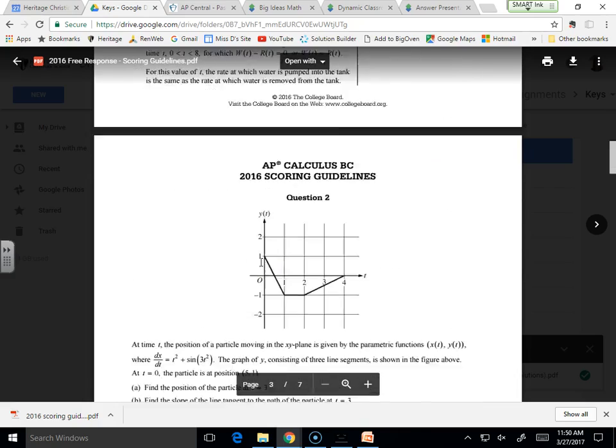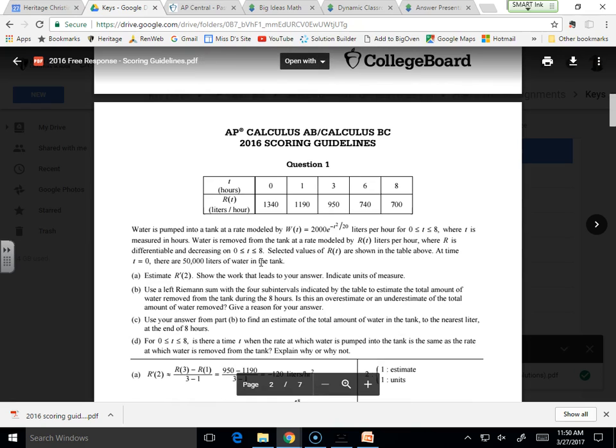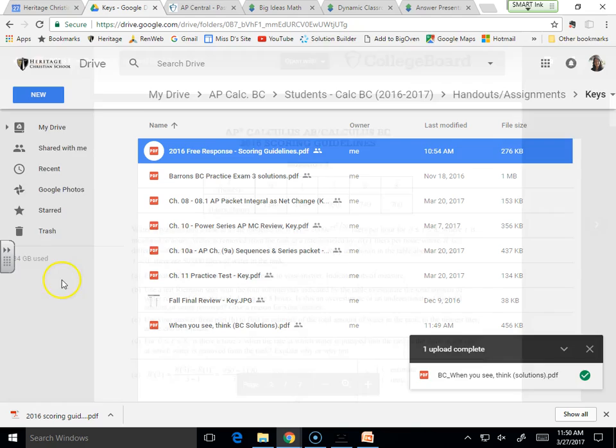The 2016 scoring guidelines. What are you supposed to do for today? 1 and 2, using your calculator. What's tonight's homework? 3 and 4. I am putting the answer key online. If you have not yet graded your 1 and 2, color pen grade it.